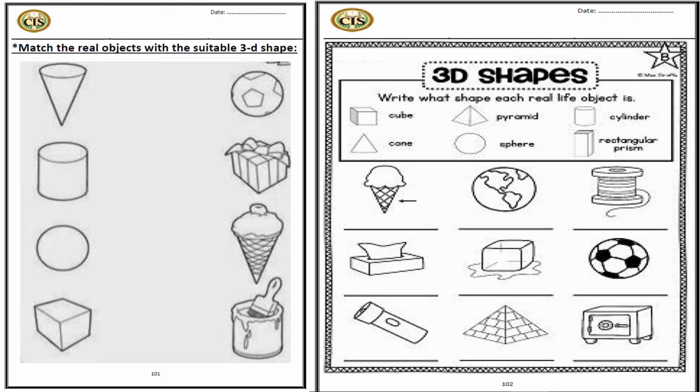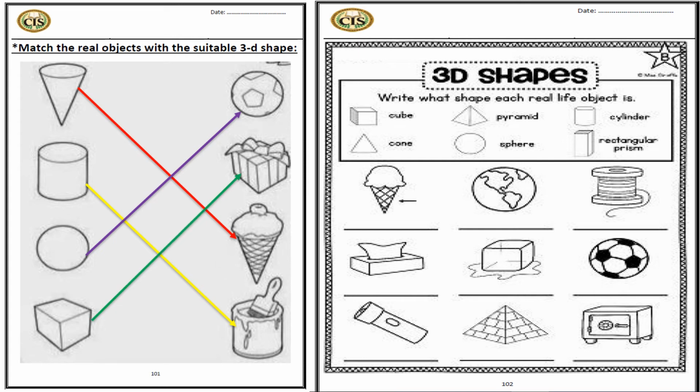Match the real objects with the suitable 3D shape. First shape, cone, we match with the third photo. Second shape, cylinder, with the fourth photo. Then we have cylinder, which photo do we want to match with? The first photo. The last shape, cube, you will match it with the second photo.